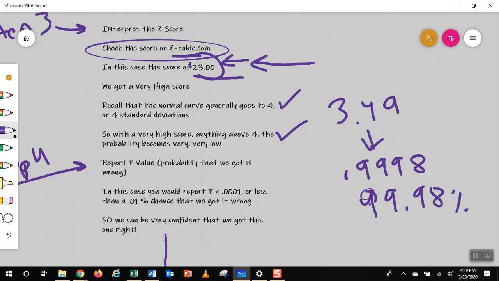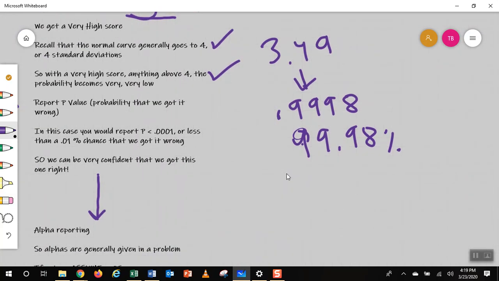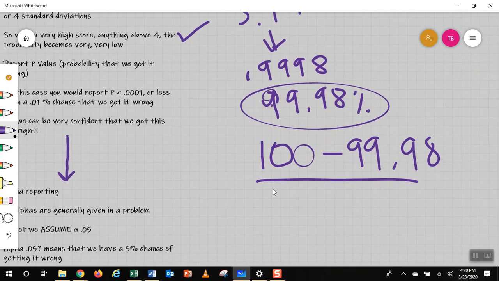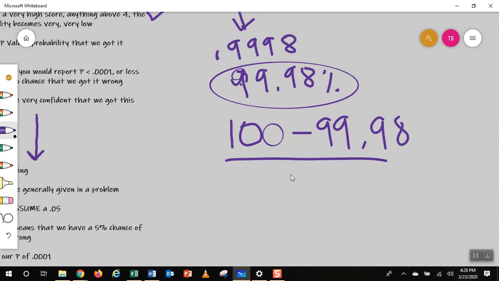99.98%. So basically saying then, and what you always think about is, this is the chance you got it right. So the error, the leftover from this, is 100% minus 99.98. So you're left with down here 0.002 error.